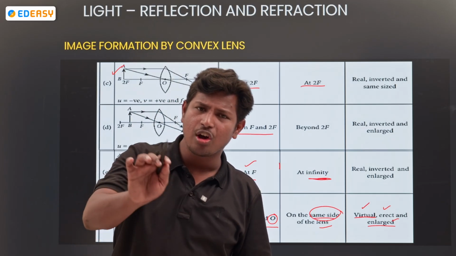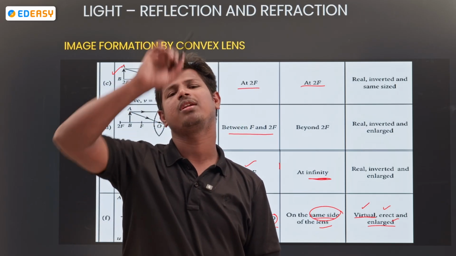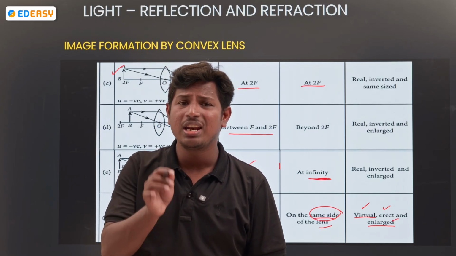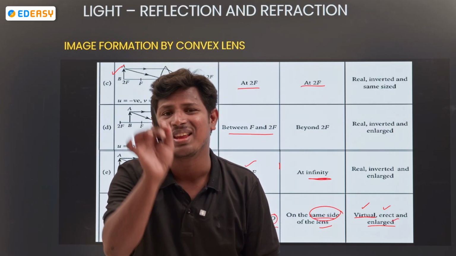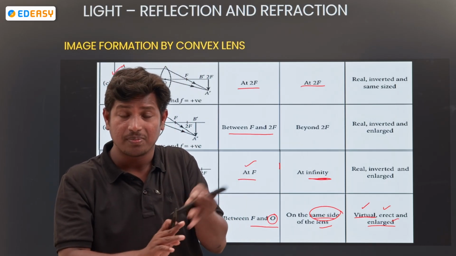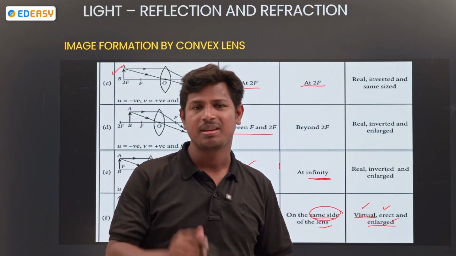If you remember the concave mirror, you understand the convex lens. Same, no changes at all. Only the sign conventions change. There v is positive, f also positive. There all are negative, except in one case.